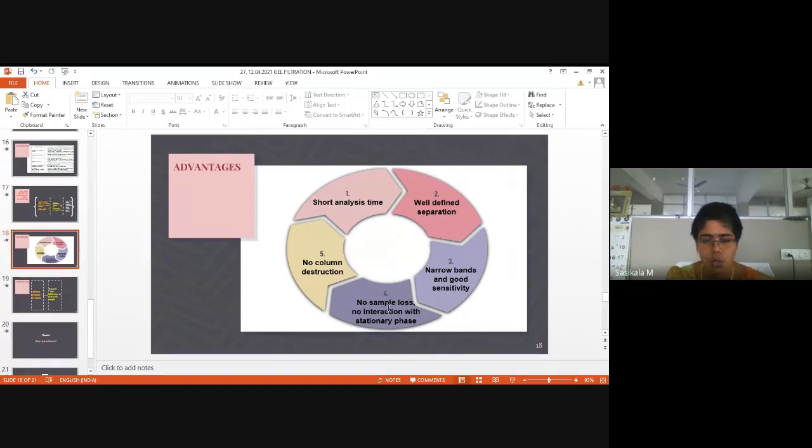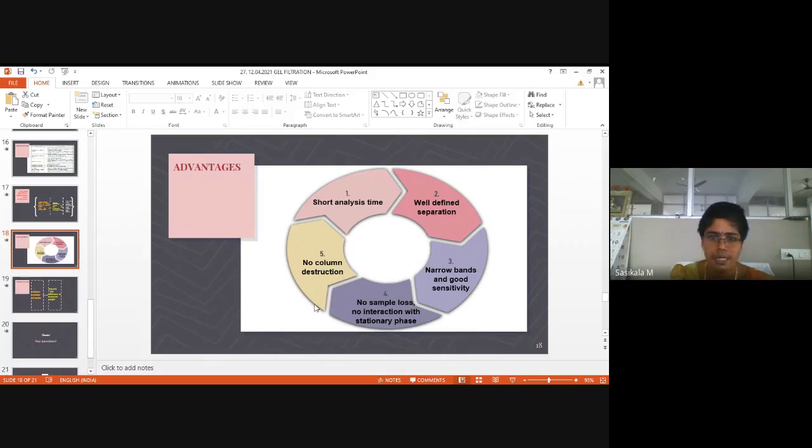Then no sample loss or no interaction with stationary phase. It means the sample will not interact and will not be chemically altered by the stationary phase. Since it passes only through the pores, it does not have any interaction at all with the stationary phase. No hydrogen bonding, no irreversible or reversible interaction with the stationary phase does the sample undergo. It only passes through the matrix or is excluded from the matrix for its separation. That is the point mentioned here. No sample loss and no interaction with stationary phase occur in GPC.